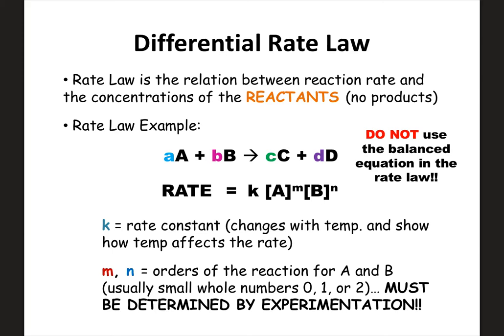That is something we really need to drive home, right? Just because this coefficient here might be 2 doesn't mean the order, or the exponent that goes with the concentration of A in the rate law, is the same thing. You have to determine this by experimentation, all right? So a rate law is going to have this general format: rate equals k times the concentration of a reactant raised to a power, and if there's another reactant, times the concentration of that reactant raised to a power, and we call those the orders of the reaction. But you have to determine them via experimentation, and you cannot use the balanced equation to write the rate law.